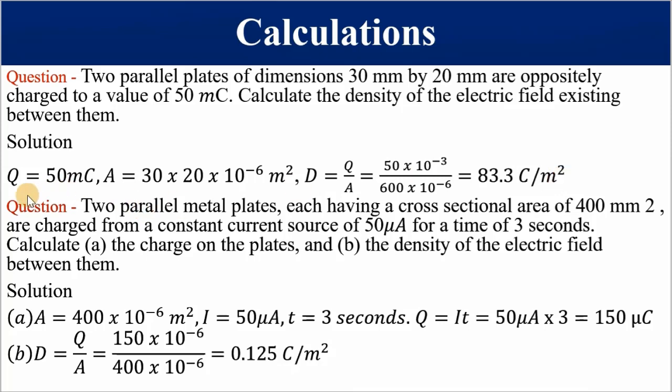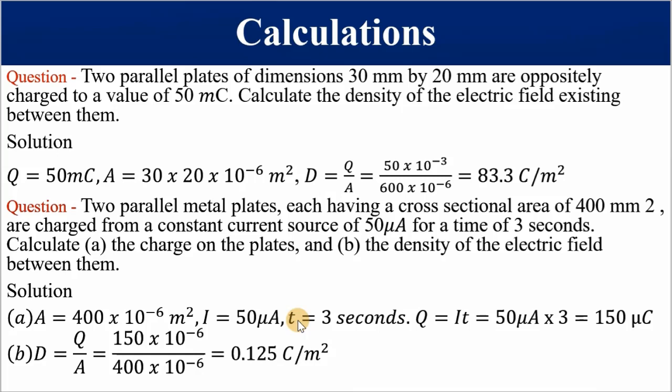Let's go to the second problem, and it goes, two parallel metal plates, each having a cross-sectional area. Please take note of the cross-sectional area. They are charged from a constant current source of 50 microamps for a time of 3 seconds. Calculate the charge on the plates and the density of the electric field between them. This is what we are given.